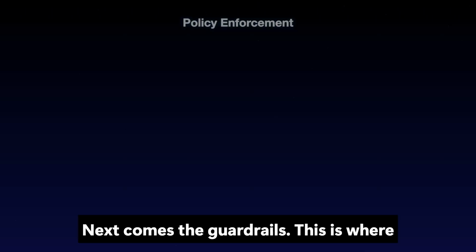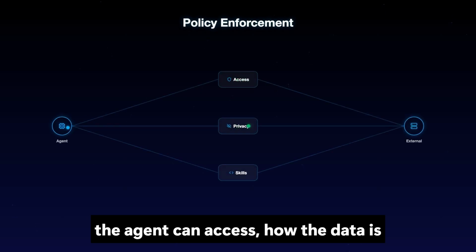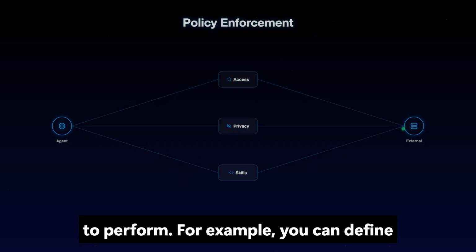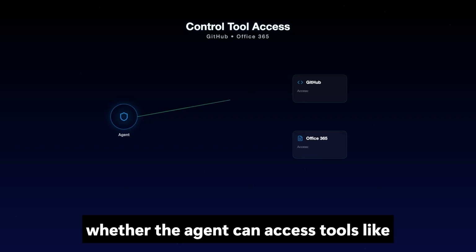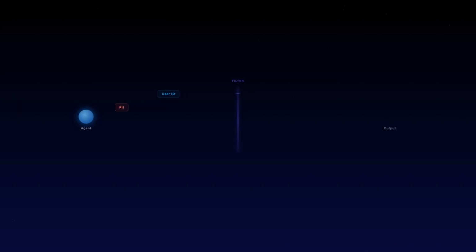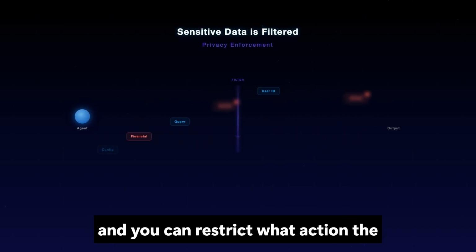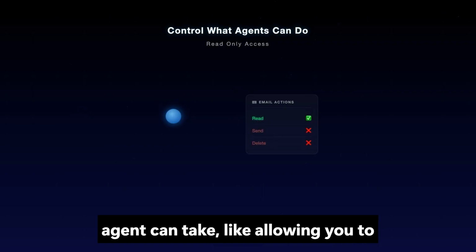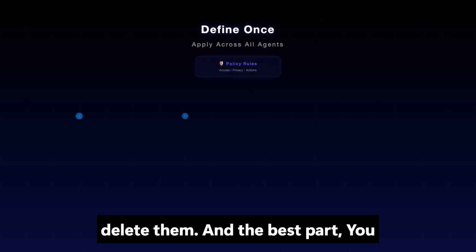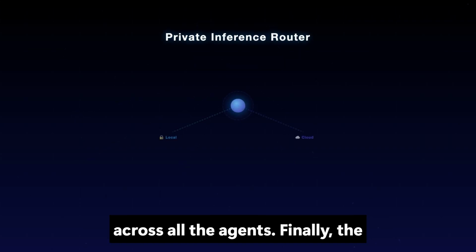Next comes the guardrails. This is where policies are enforced. It controls what the agent can access, how the data is handled, and what actions it is allowed to perform. For example, you can define whether the agent can access tools like GitHub or Office 365. You can ensure that sensitive data is filtered properly, and you can restrict what action the agent can take, like allowing it to read emails but not send them or delete them. And the best part, you define these rules once and they apply across all the agents.